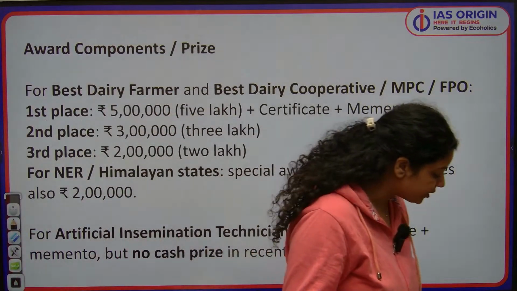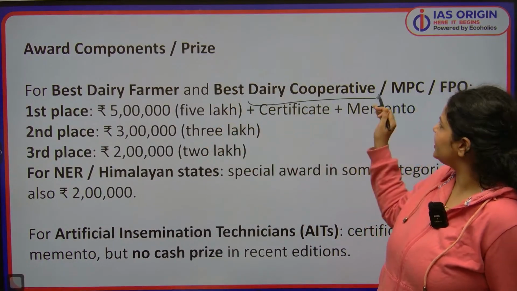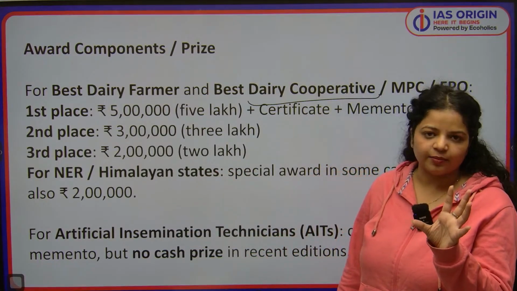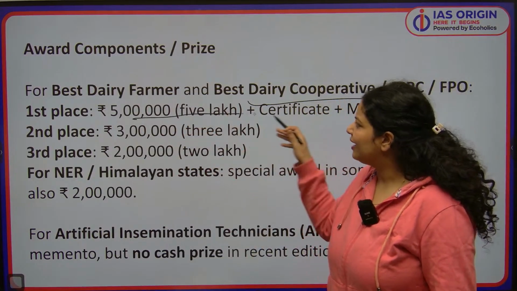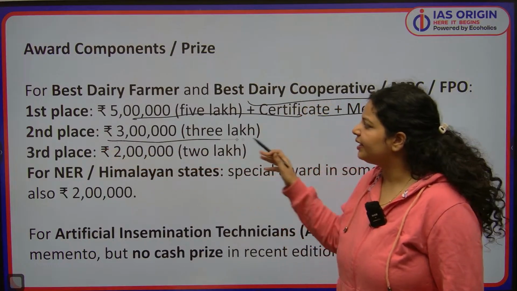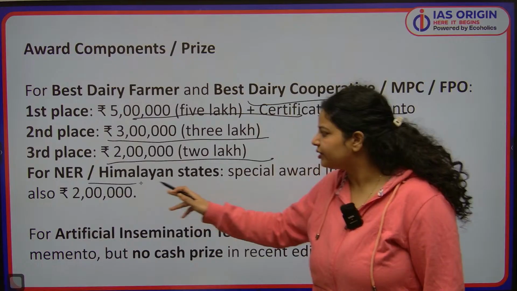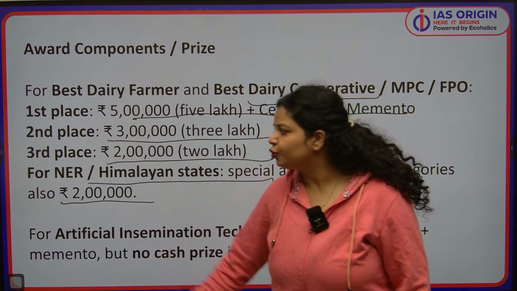It is equally important to know what the awards are which are given. So for the best dairy farmer and best dairy cooperative, they get the first prize: 5 lakh plus certificate and memento will be given. For second place, 3 lakh; for third place, 2 lakh; and for the northeast and Himalayan state special award which has been added, they will be given 2 lakh.